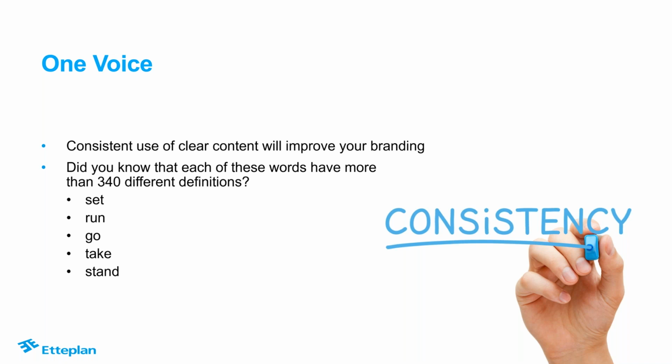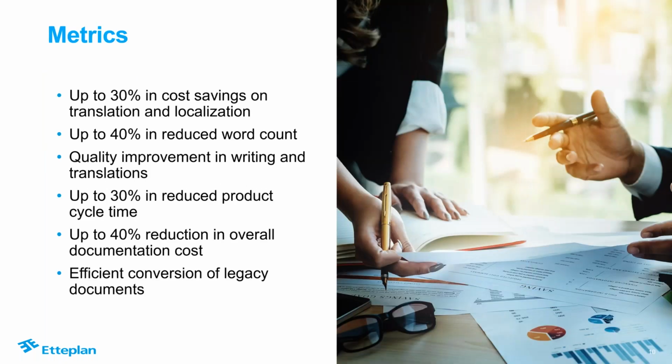If you're going to call something an aircraft, for instance, then you have to call it an aircraft everywhere else. Metrics, of course, are important when we talk about content. When you're talking about quality content, we'll talk more about what standards to apply, but once you have done so, you can see your translation and localization costs go down, sometimes by up to 30%. You can see your word count go down by 40%, and that's something I'll talk about a little more later on when we go through training.